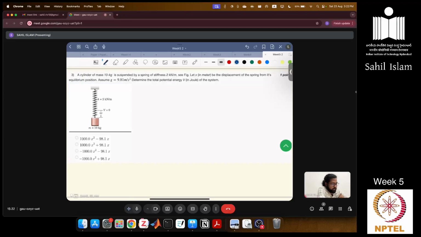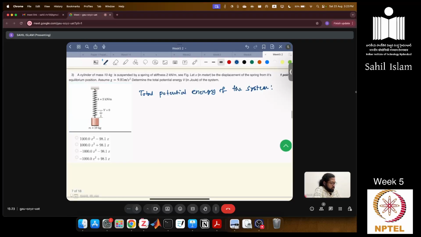A cylinder of mass 10 kg is suspended by a spring of stiffness 2 kilonewton per meter. Let x be the displacement of the spring from its equilibrium position. Determine the total potential energy of the system.